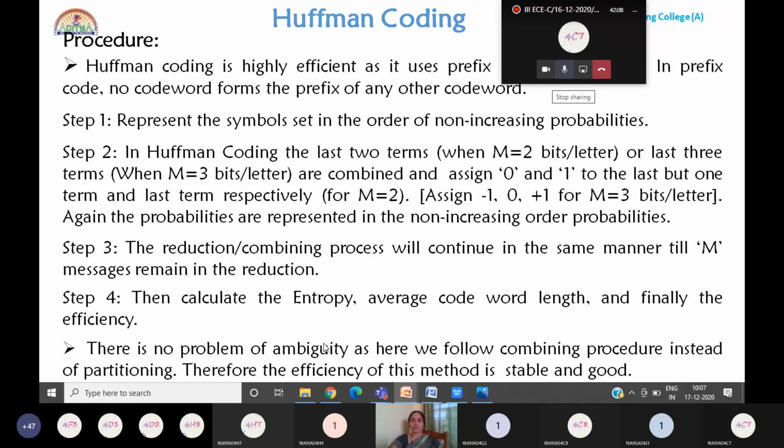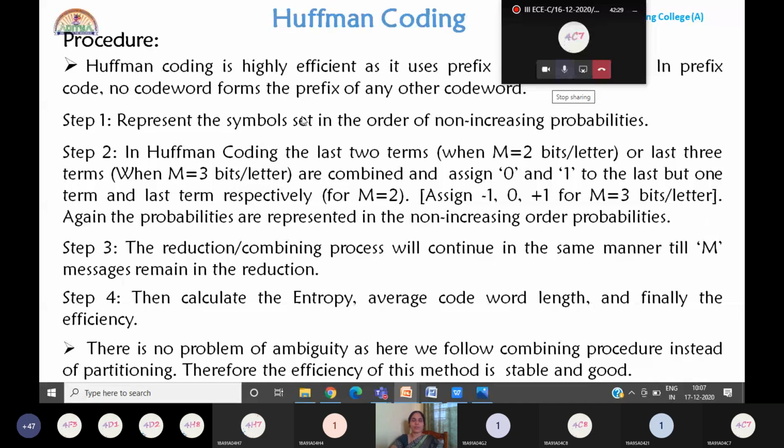So here there is no problem of ambiguity, because here we follow the combining procedure or reduction procedure instead of partitioning. So we can see that there is an increase in efficiency in the Huffman coding approach compared to the Shannon-Fano coding technique. Okay, these are the corresponding steps.